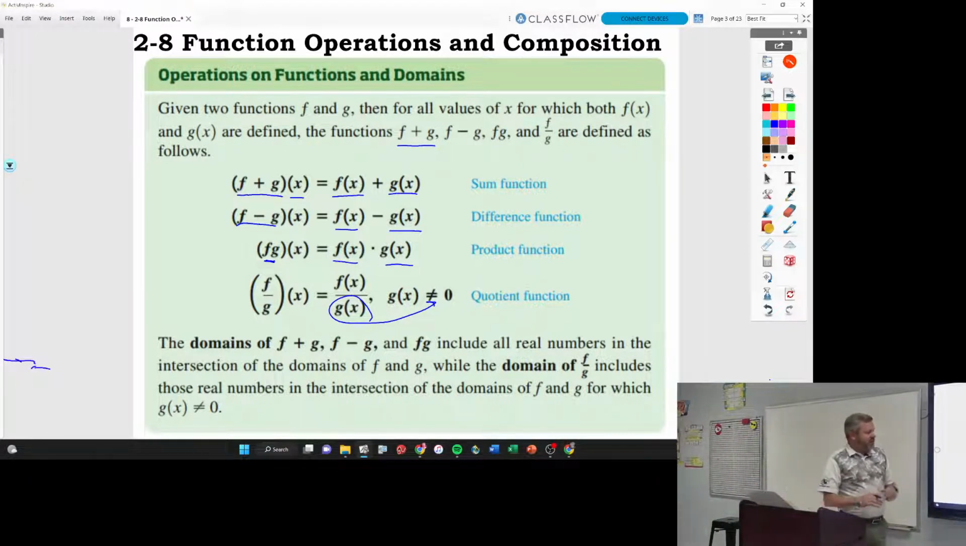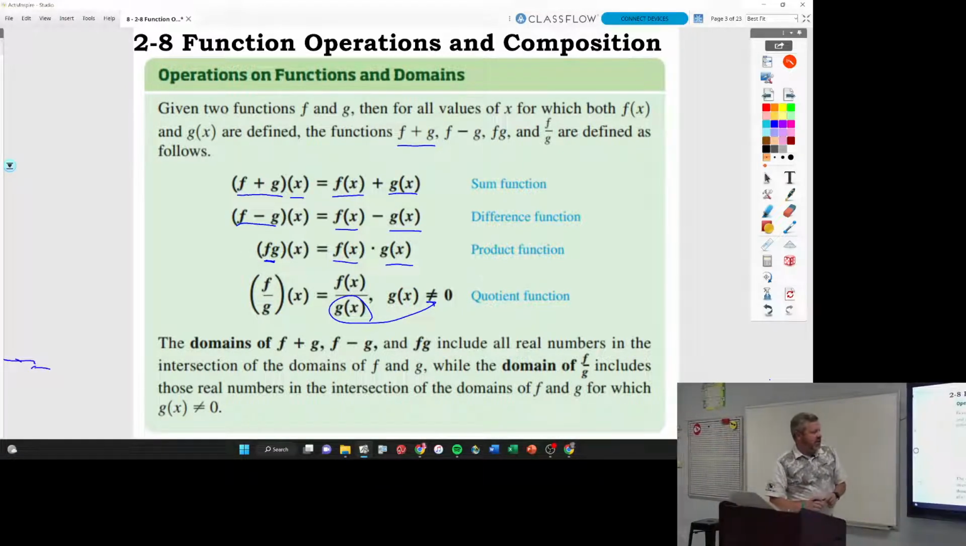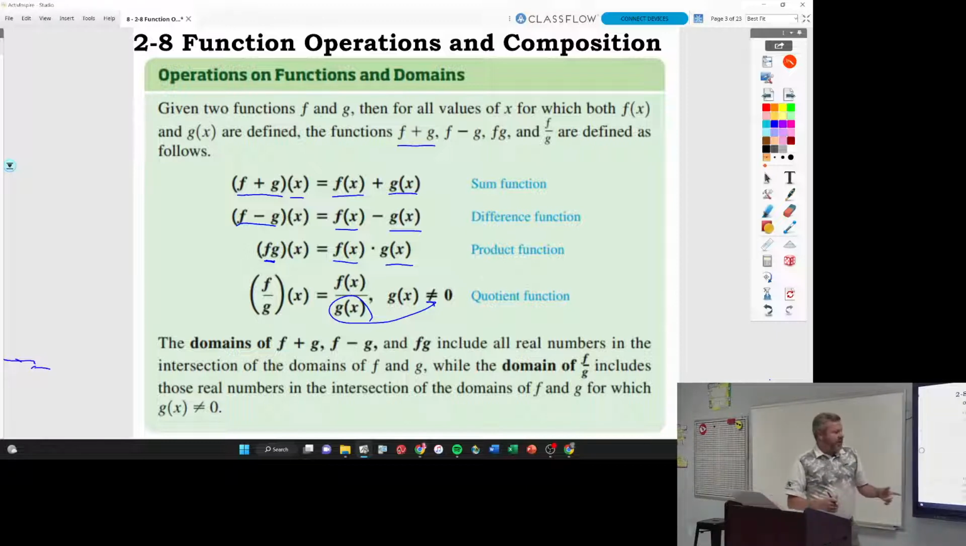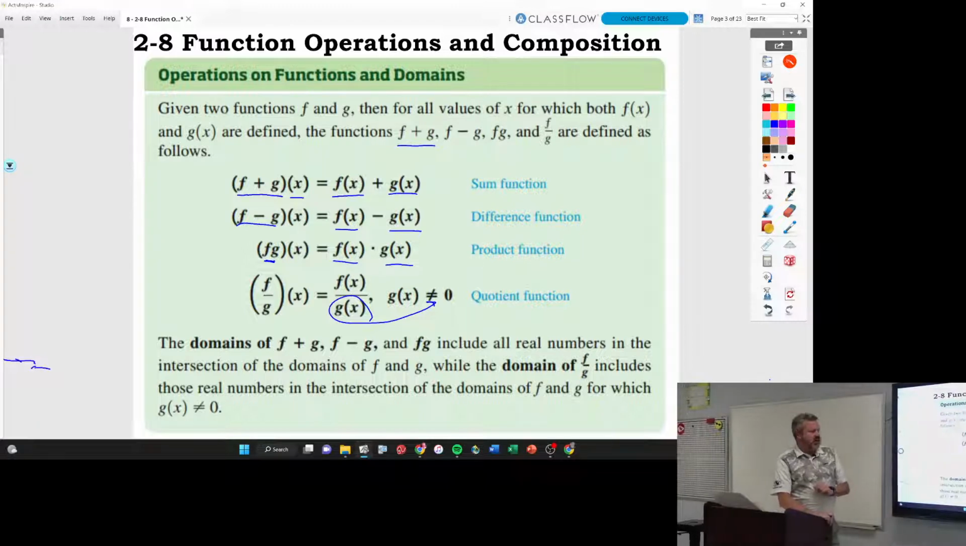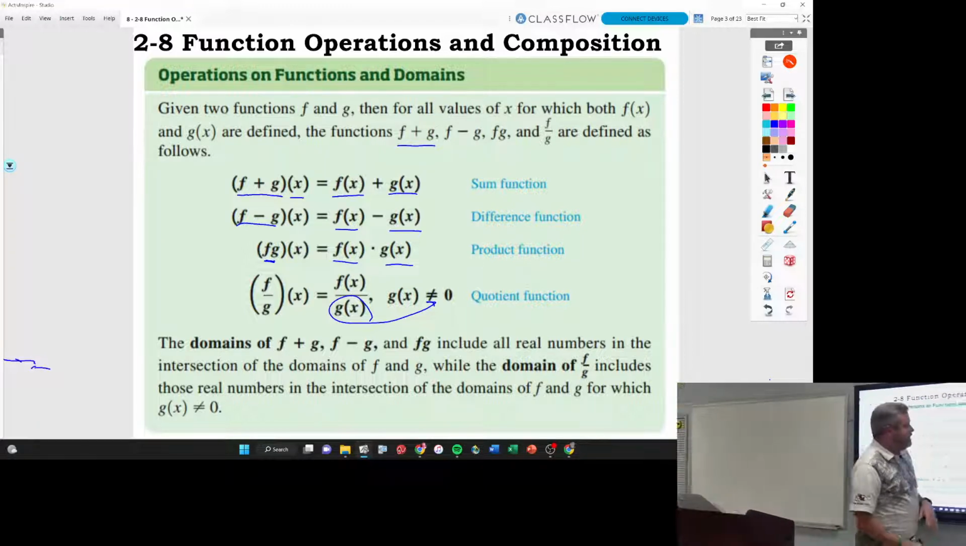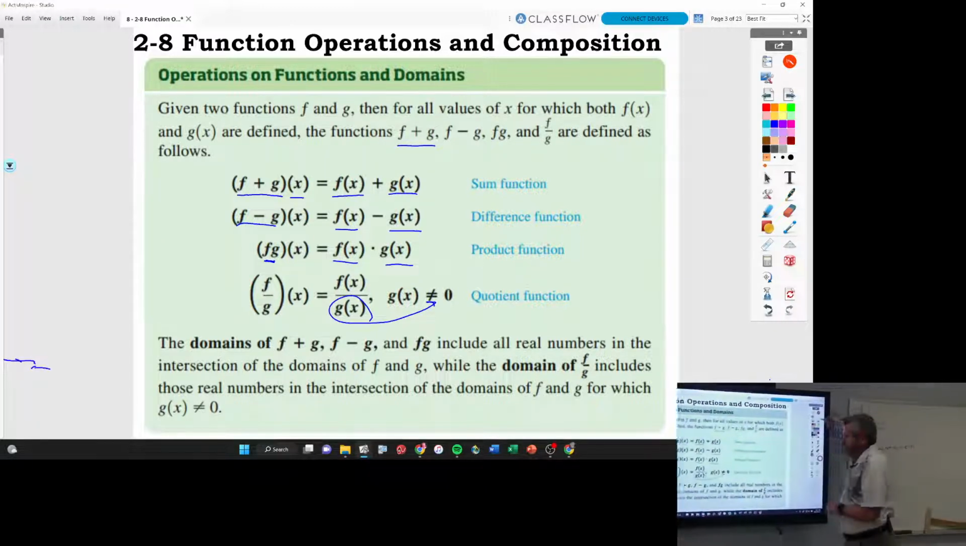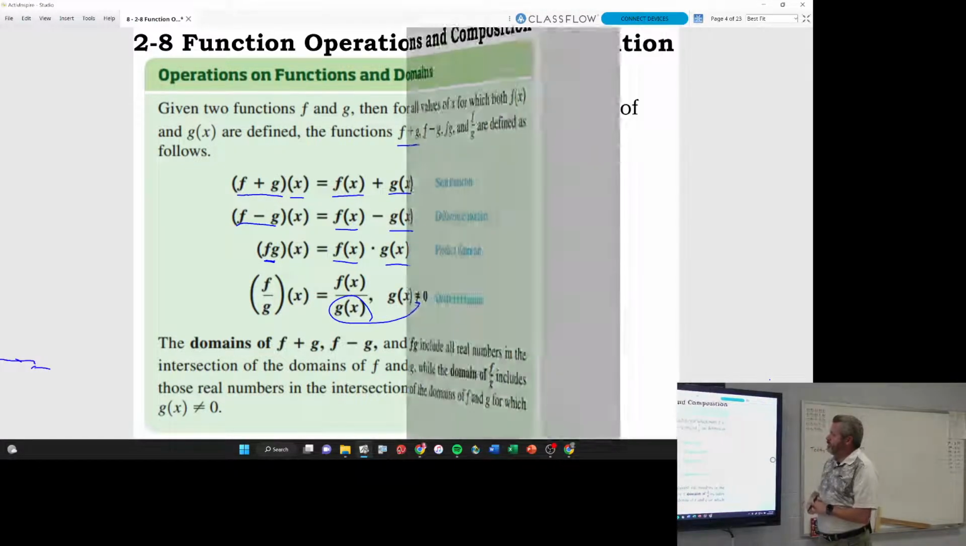So the domains of f plus g, f minus g, and fg include all real numbers that are in the intersection of the domains of both f and g, while the domain of f over g includes all real numbers in the intersection of the domains of f and g, except, again, g of x can't be 0, and that goes back to the fact that you can't divide by 0.